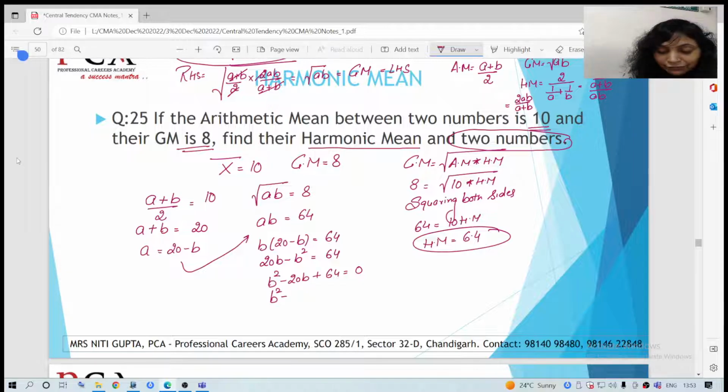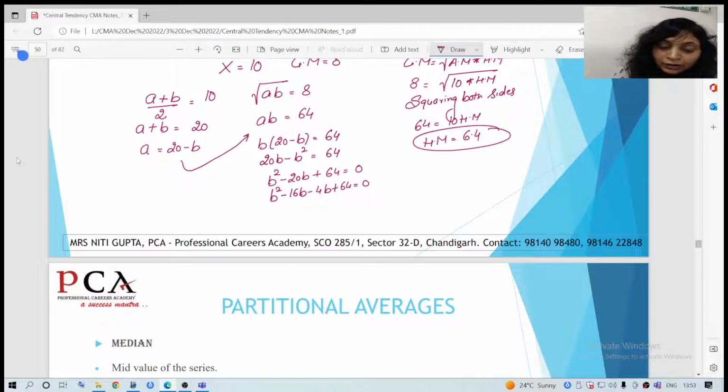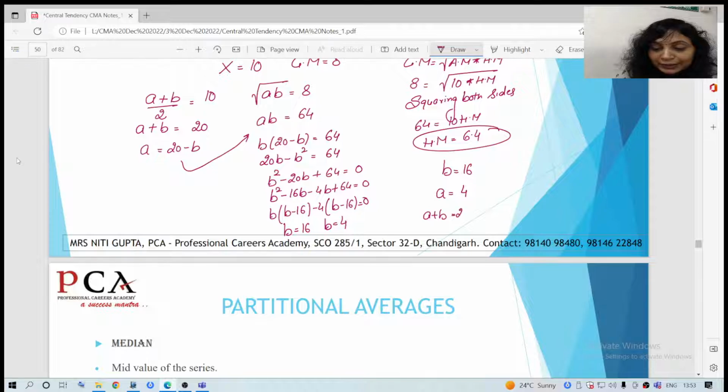16 fours are 64. So minus 16b minus 4b plus 64. We have split the middle term so that we can get the roots of this quadratic equation. So b common, b minus 16, minus 4 common, b minus 16. So we got one value of b as 16 and another value of b as 4. If one value of b is 16, then definitely a is 4 because a plus b equals 20. And if we take the value of b as 4, then definitely a is 16. So these are our answers.